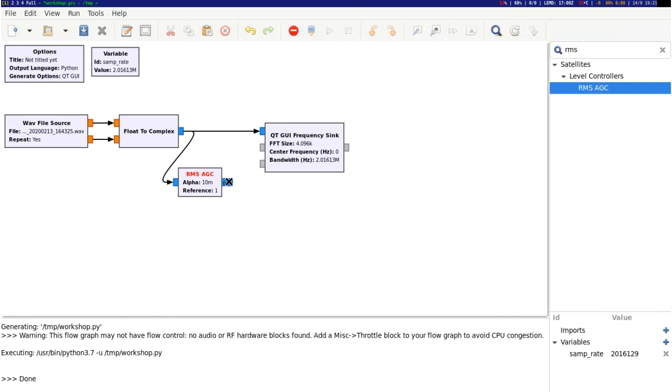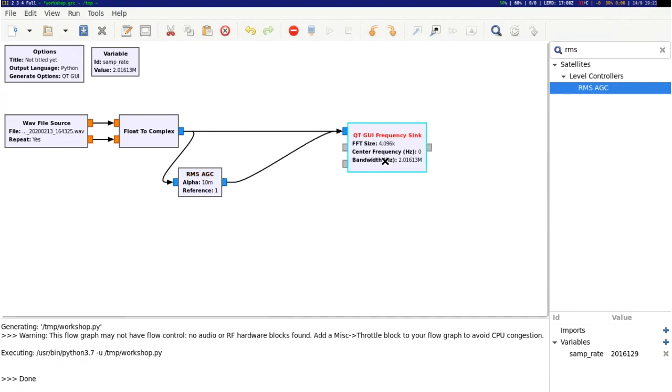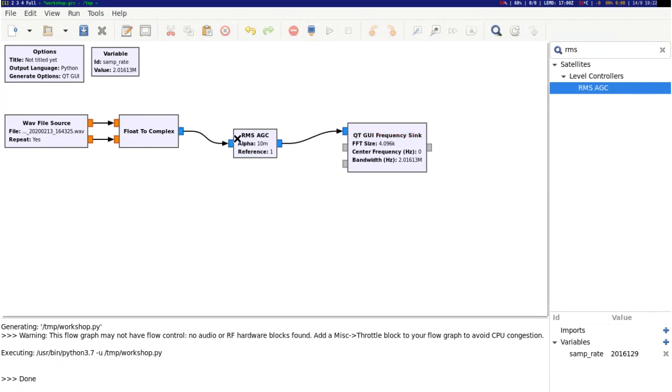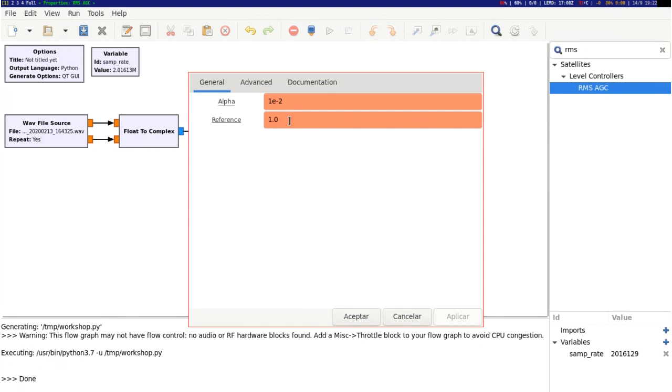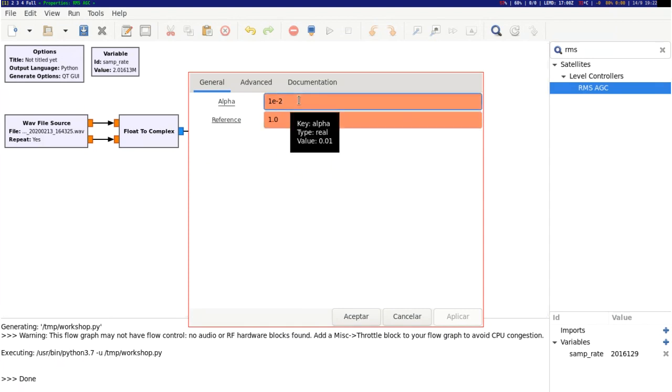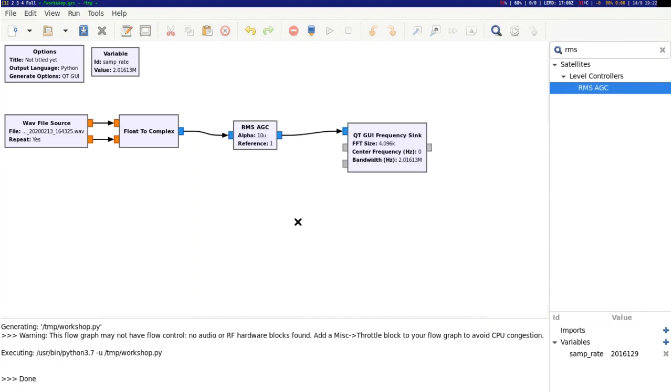I put it just in the middle of the signal. And this is going to automatically adjust the amplitude of my signal, whatever it is. The reference 1 is the amplitude I want to achieve, so that's okay. And the alpha controls how fast the block responds. For this signal, which doesn't have large changes in amplitude, a low alpha, such as 10 to the minus 5, is fine.